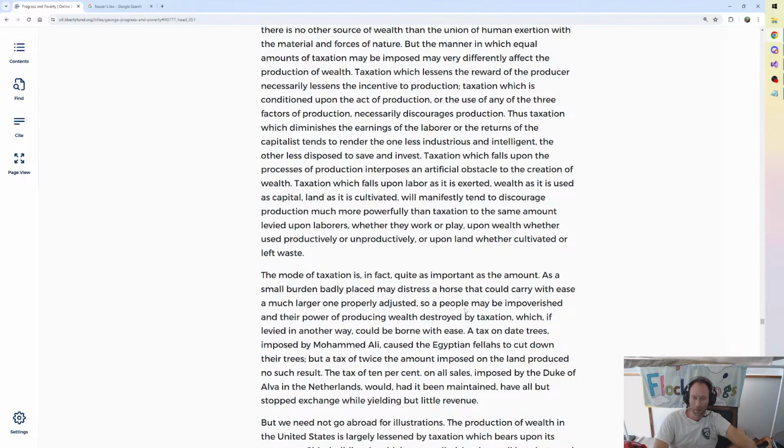I don't know. And so a people may be impoverished and their power of producing wealth destroyed by taxation, which, if levied in another way, could be borne with ease. A tax on date trees imposed by Muhammad Ali caused the Egyptian fellahs to cut down their trees, but a tax of twice the amount imposed on the land produced no such result. The tax of 10% on all sales imposed by the Duke of Alva in the Netherlands would, had it been maintained, have all but stopped exchange while yielding but little revenue.